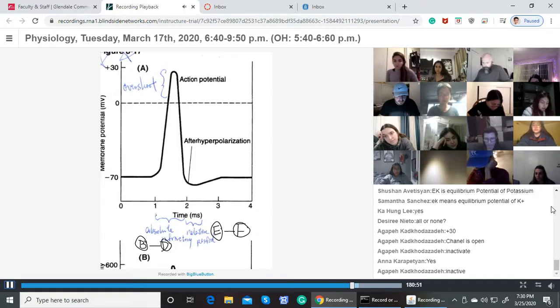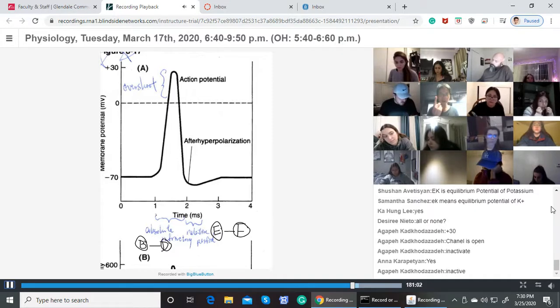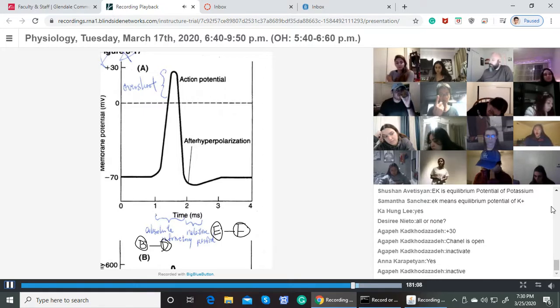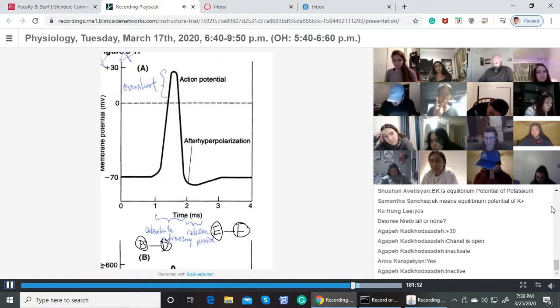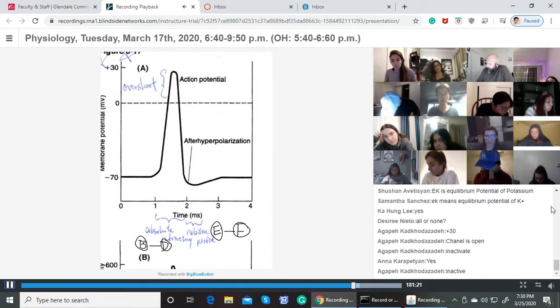How can we call it relative? Relative means we can trigger. The relative refractory period definition has two parts. The first part is that during the relative refractory period, we can trigger another action potential. The second part is that yes, we can trigger the action potential, but we need a much stronger stimulus.